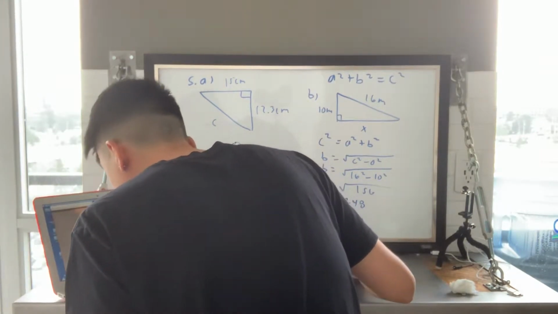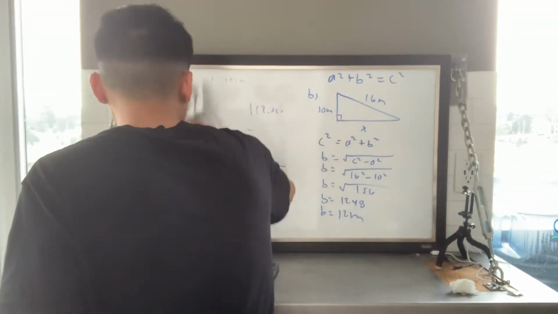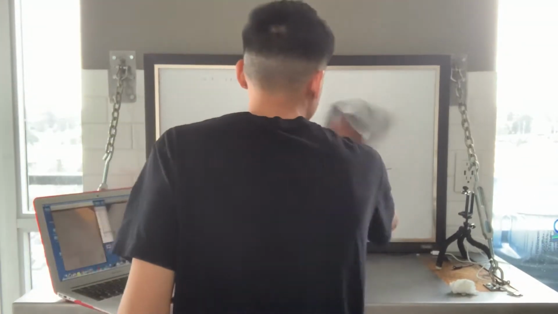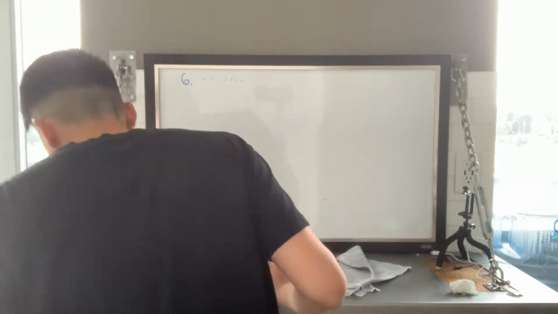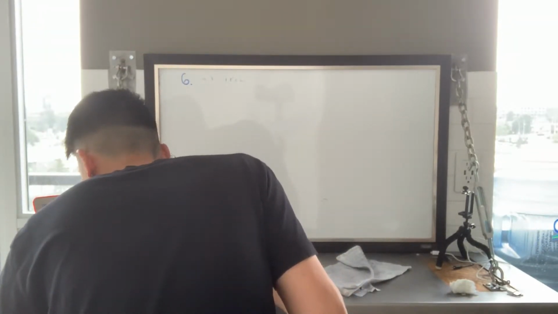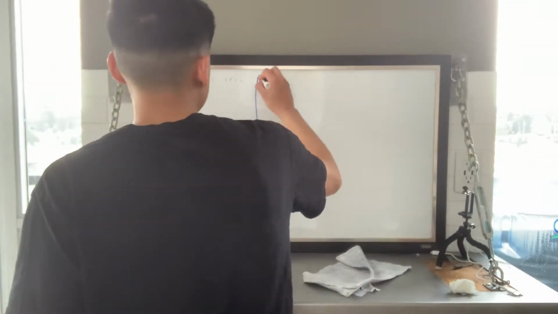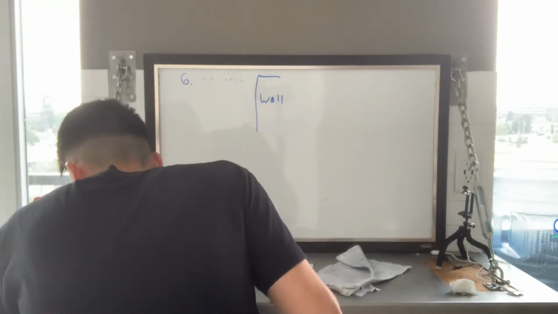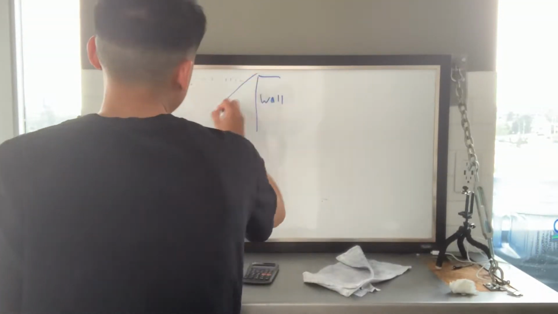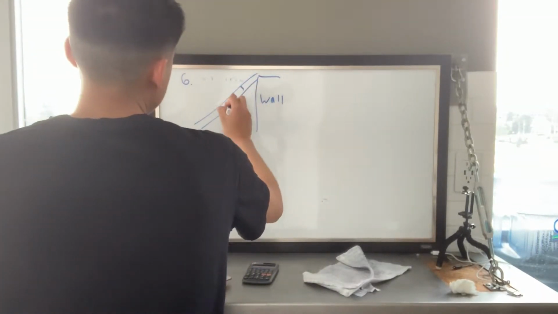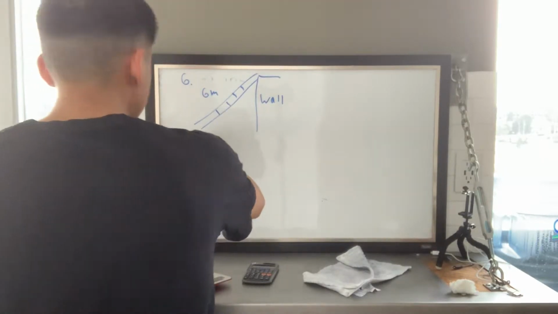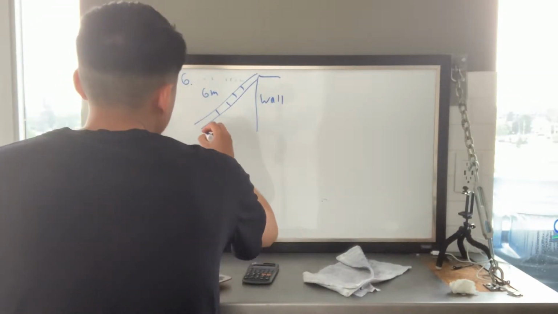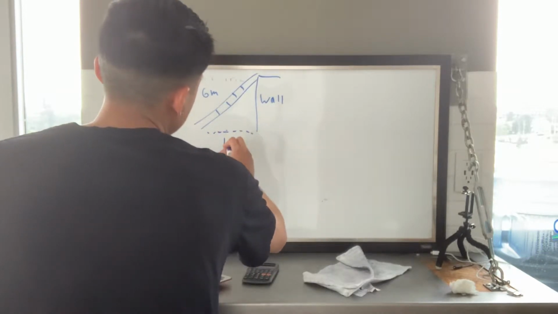Now let's see this example here for the next question. This one says, Marshall leans a 6-meter ladder against the wall. Okay, let's call this the wall. The base of the ladder is 1.5 meters from the wall. How far up the wall? So let's have this ladder that's against the wall. And we know it's 6 meters. And we know the base of the ladder from the wall is 1.5 meters. So the dotted line is 1.5 meters.